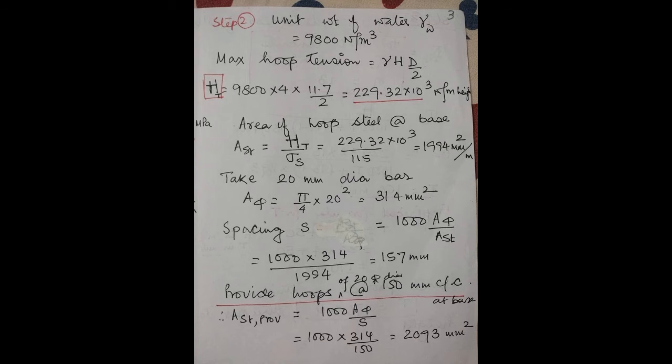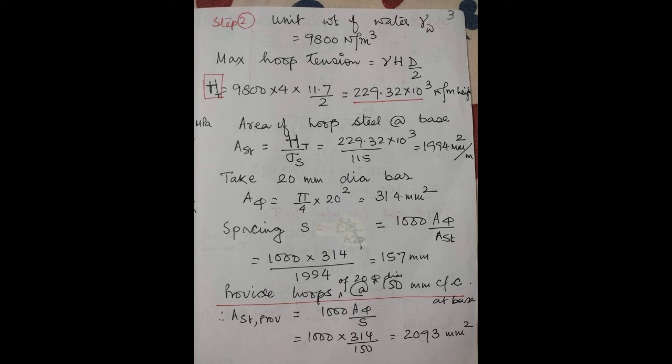Now let us see step number 2. Unit weight of water is equal to 9,800 Newton per meter cube, or 10,000 Newton per meter cube, or 10 kilonewton per meter cube. These are the standard values you should remember.